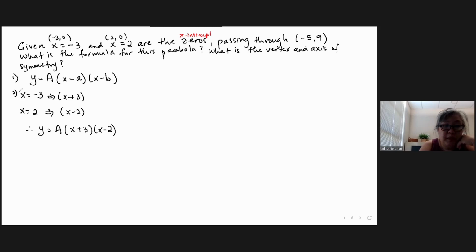2 would be write the factors from zeros. Okay. 3, substitute the point -5, 9 into the equation to find a.